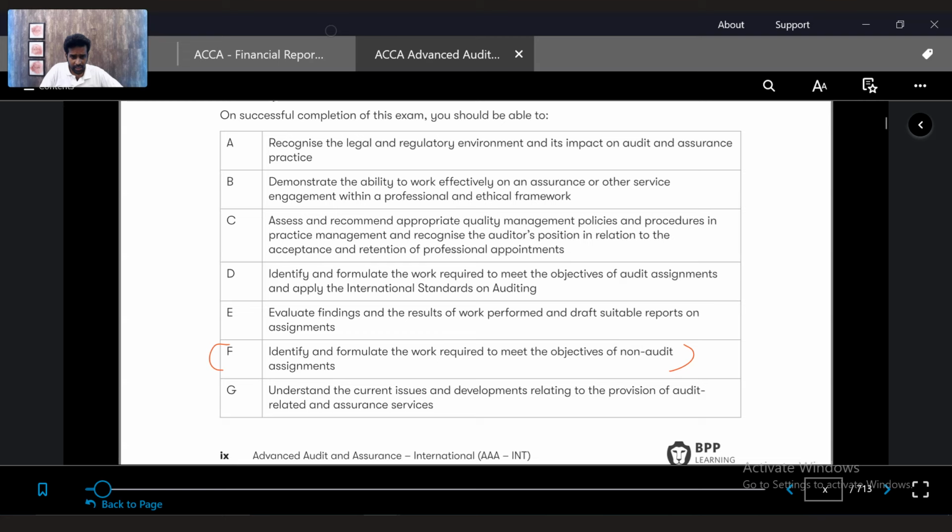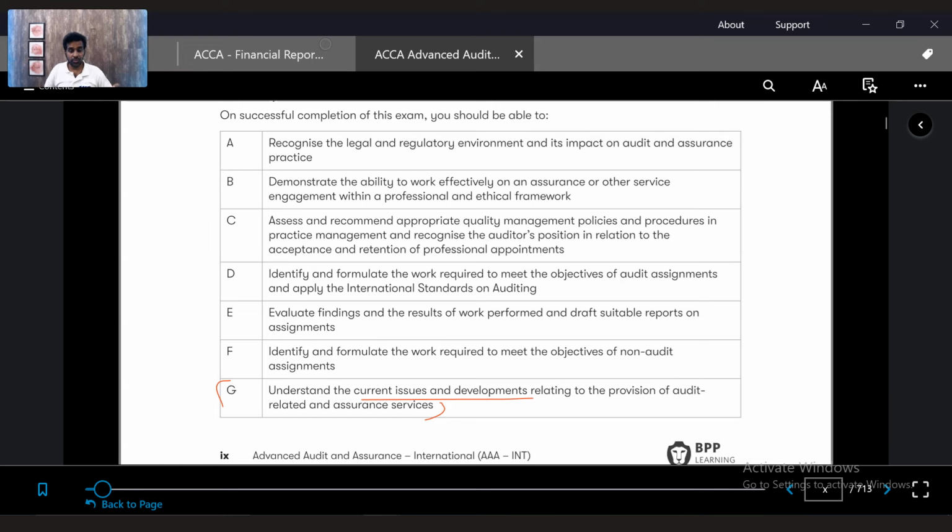Part G is all about current issues and developments. In it, we are required to learn the current issues and recent developments in the provision of audit-related and assurance services. This is one specific part where we'll talk about the professional and ethical developments that have recently come, and also the current issues happening around the world.